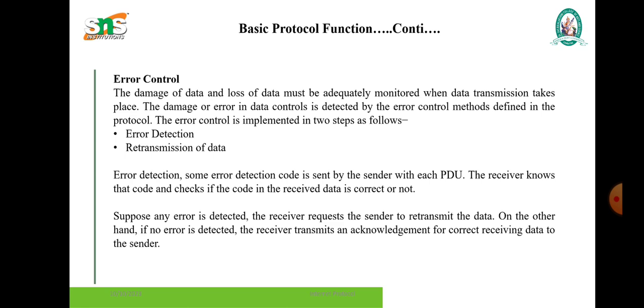Error detection. Some error detection code is sent by the sender with each PDU. The receiver knows the code and checks if the code in the received data is correct or not. Suppose an error is detected, the receiver requests the sender to retransmit the data. On the other hand, if no error is detected, the receiver transmits an acknowledgement for correctly received data to the sender.